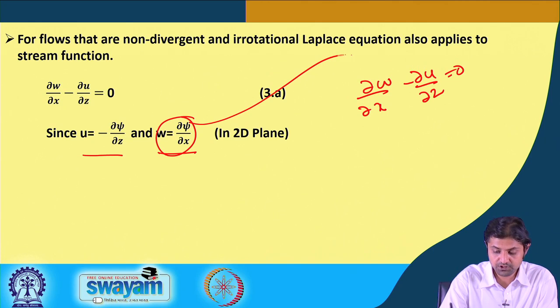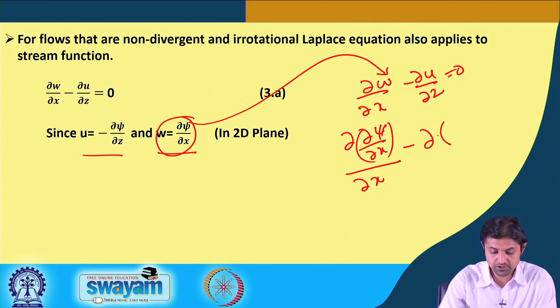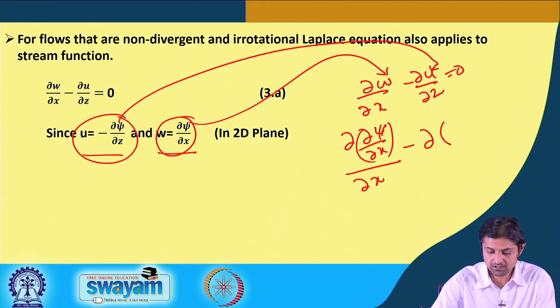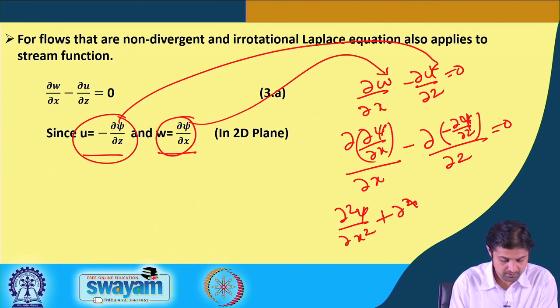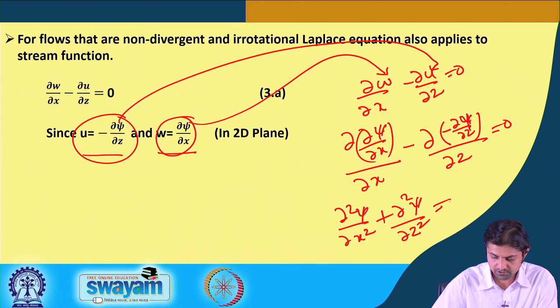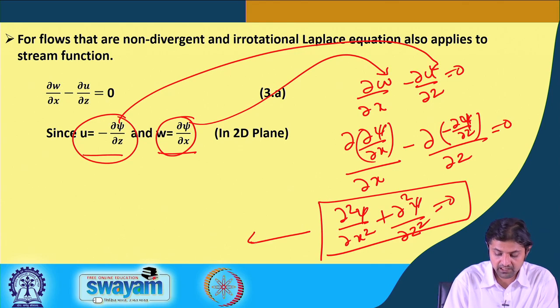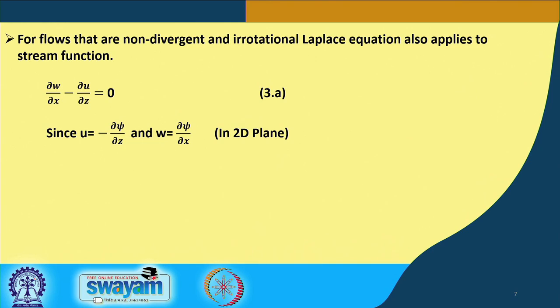Instead of w, if we put here, it becomes del psi by del x, and minus u is here, so it becomes del by del z of del psi by del z is equal to 0, with a minus sign, all right. So, it becomes del square psi by del x square plus del square psi by del z square is equal to 0, and this, in the 2D plane, is again the Laplace equation, all right. Okay. So, repeating that, this gives us the Laplace equation in 2D, which is given by equation number 3b.